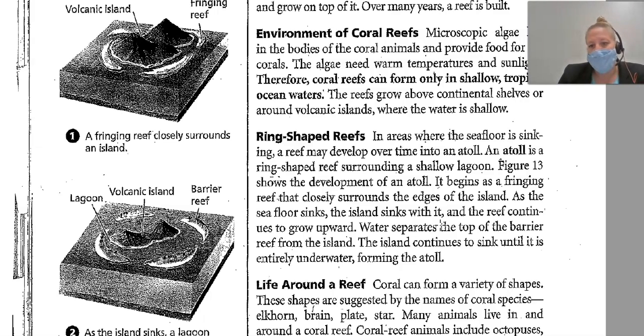Ring-shaped reefs. In areas where the seafloor is sinking, a reef may develop over time into an atoll. An atoll is a ring-shaped reef around a shallow lagoon. Figure 13, which we've already talked about, shows the development of an atoll. It begins as a fringing reef that closely surrounds the edges of the island. As the seafloor sinks, the island sinks with it, and the reef continues to grow upward. Water separates the top of the barrier reef from the island. The island continues to sink until it is entirely underwater, forming the atoll.